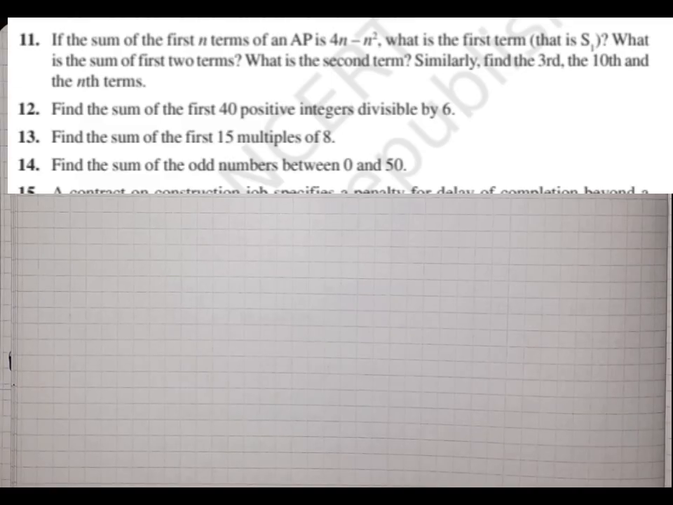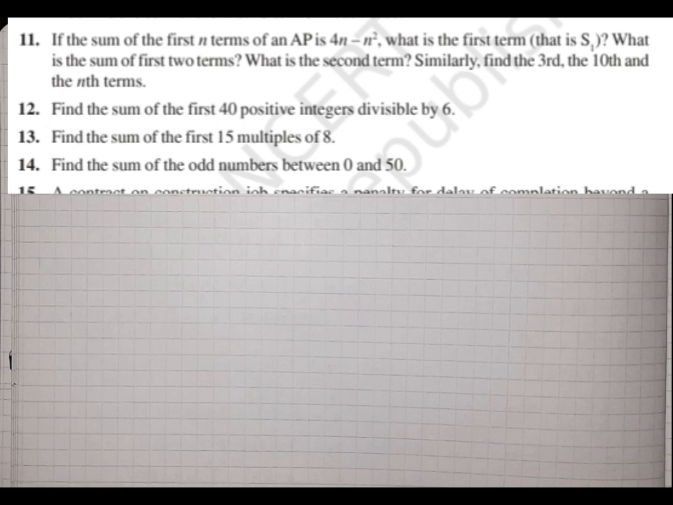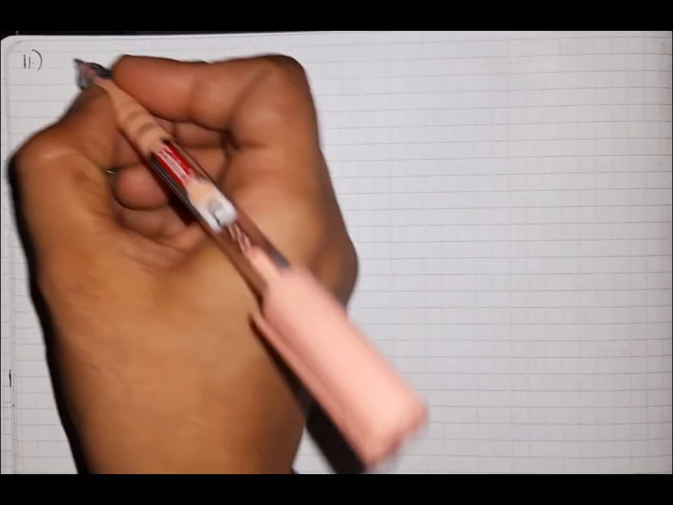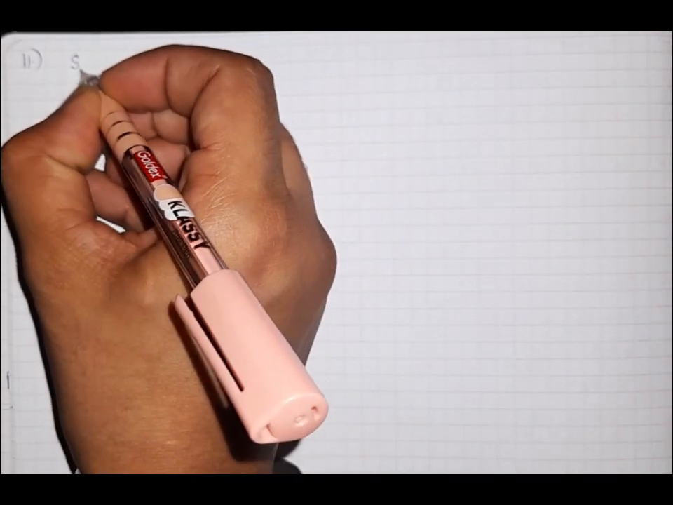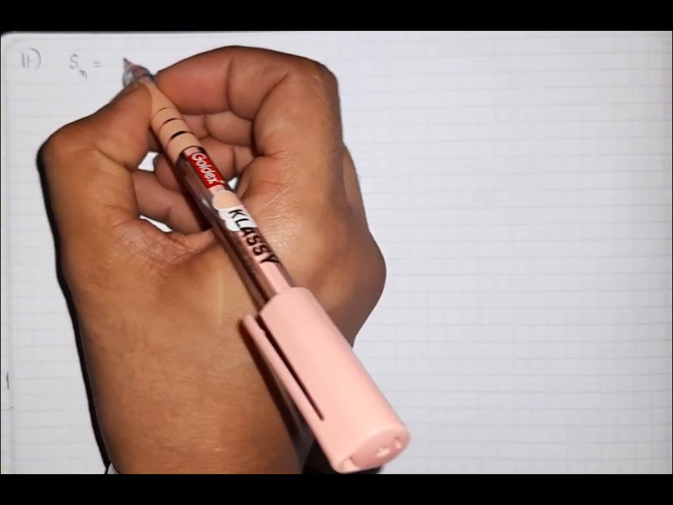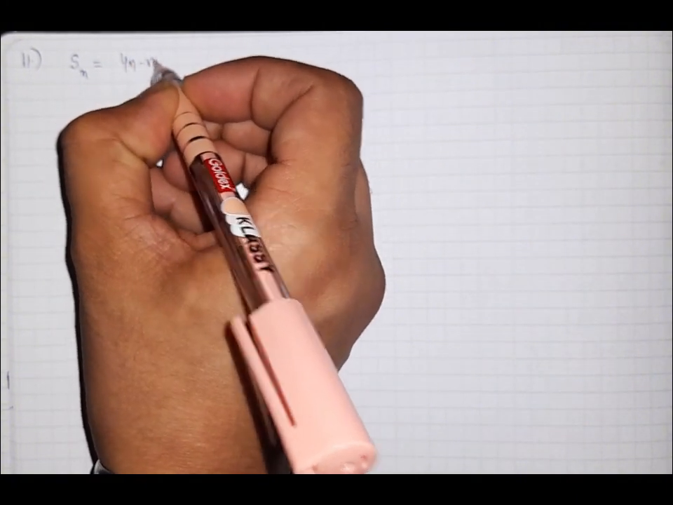Question 11. If the sum of the first n terms of an AP is 4n minus n square, what is the first term, that is S1? What is the sum of the first two terms? What's the second term? Similarly, find the third, 10th and the nth term. It's given that the sum of the first n terms is 4n minus n square.